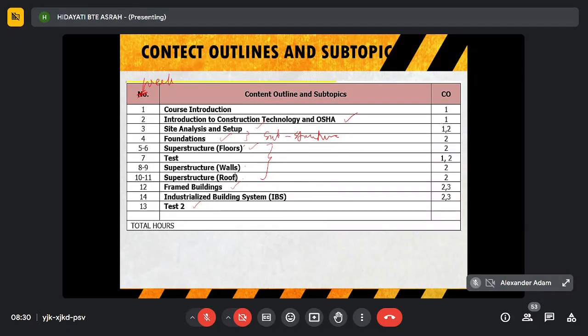For example, in introduction to construction technology, this will link to CO1. Site analysis and setup link to CO1 and CO2 and so on.